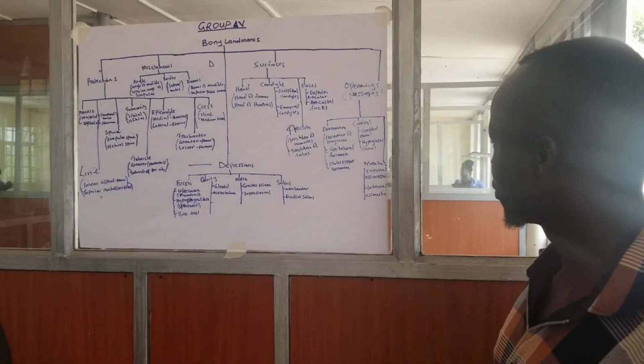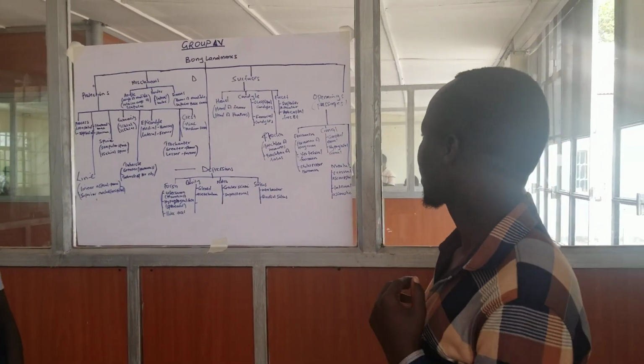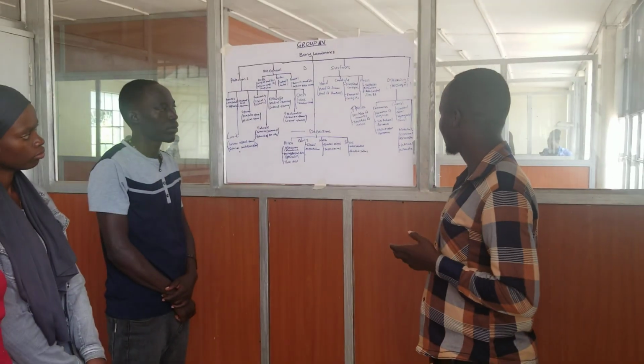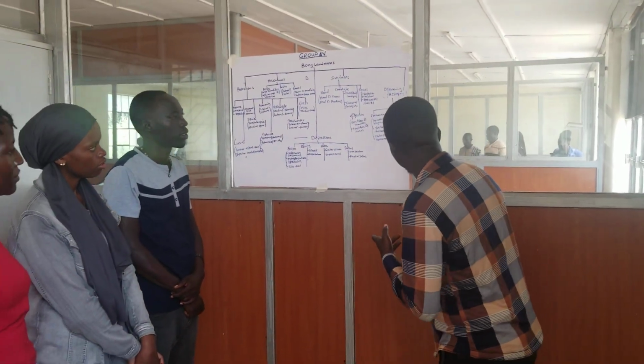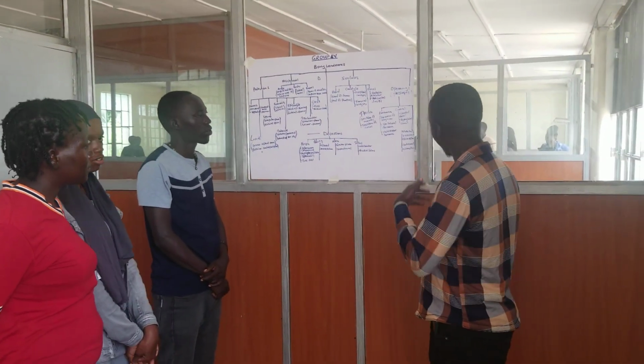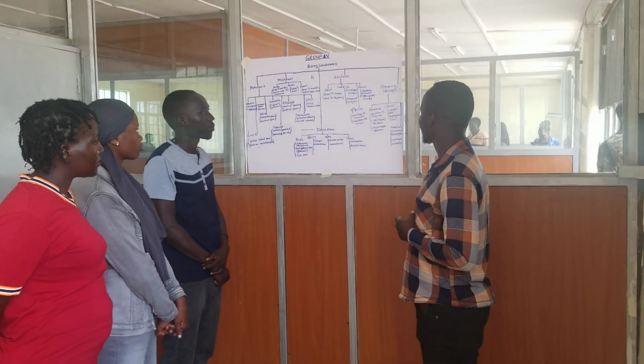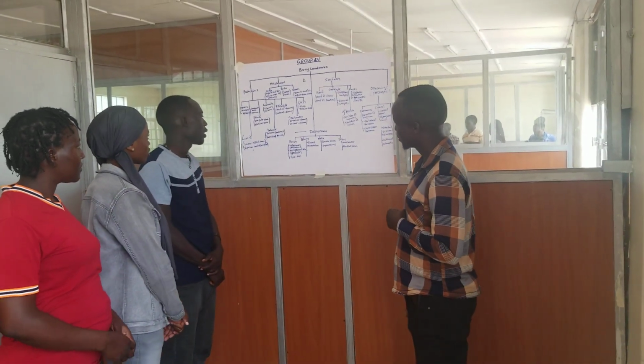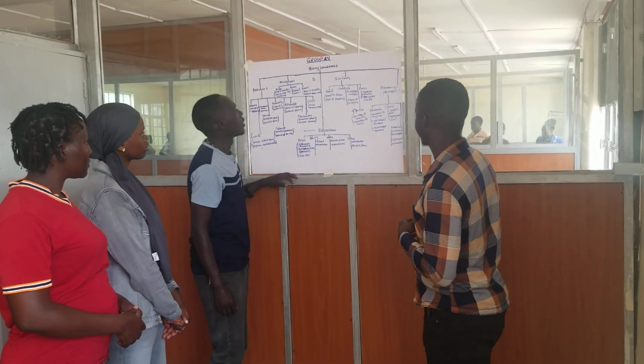Then we proceed to the meatus. Under the meatus we have the external acoustic meatus and the internal acoustic meatus. Thank you so much.